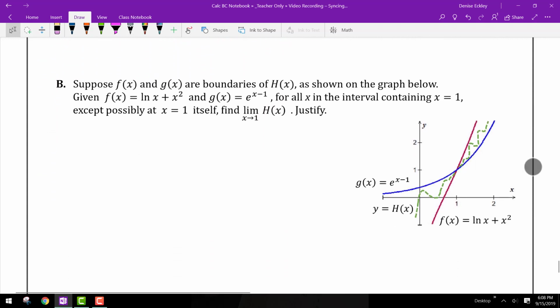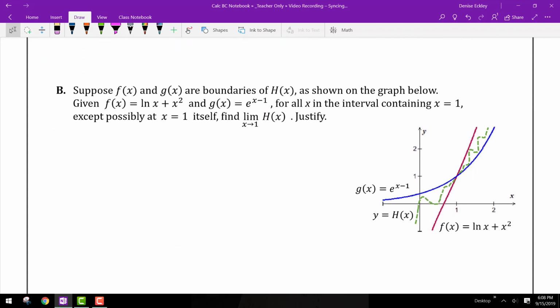The second one is, now suppose f and g are boundaries of h. You can see h is a little crazier than what we used in the last example. It's the green dotted line in the picture, and it goes all over the place. So the question is, if we know it is squeezed in between f and g, where f of x is ln of x plus x squared, and g of x is e to the x minus 1, for all x in our interval containing 1, except for 1 itself, we want to find the limit of h of x at 1.